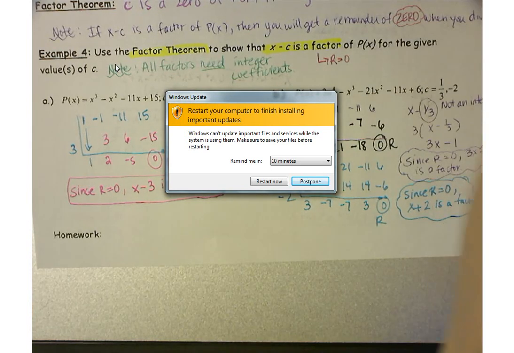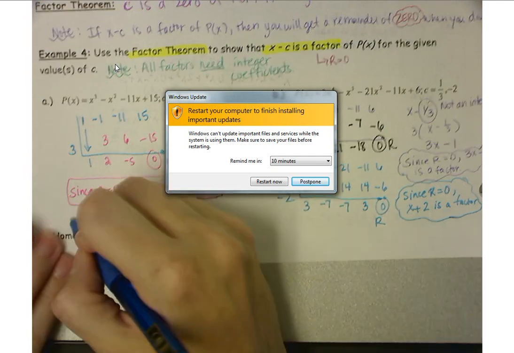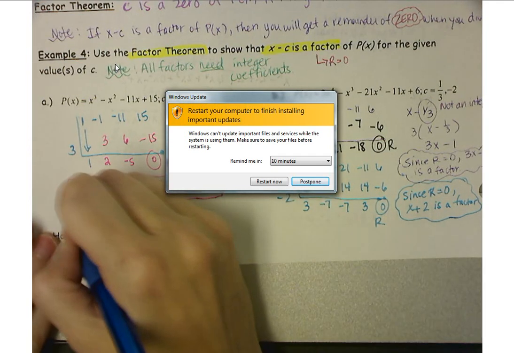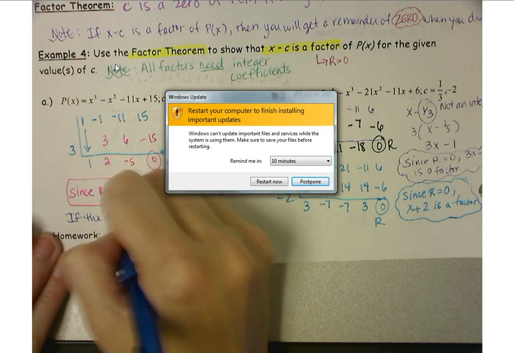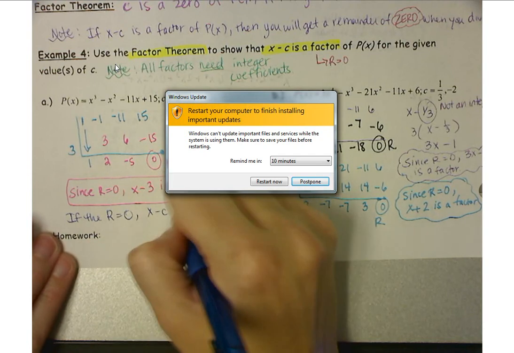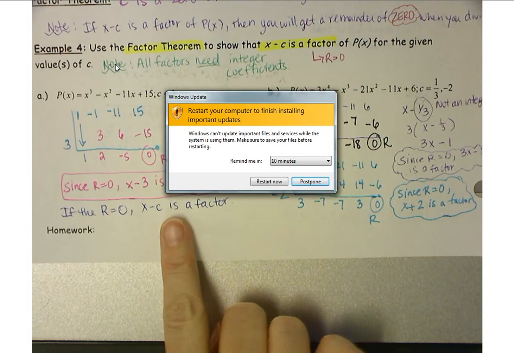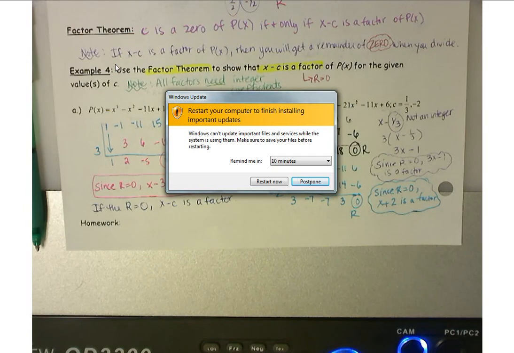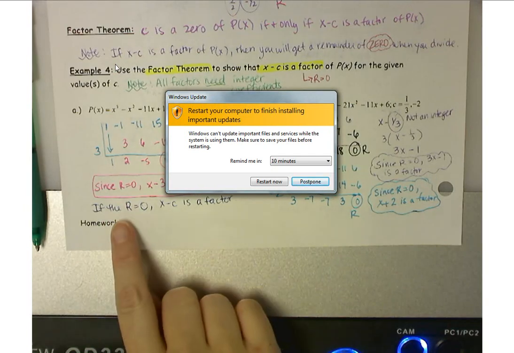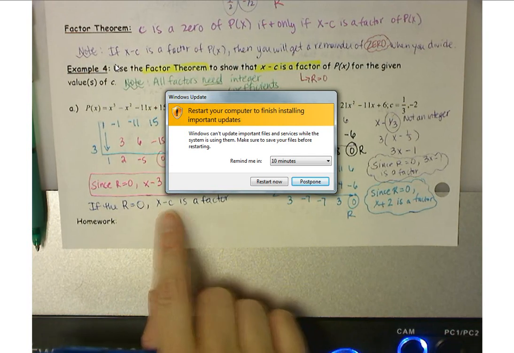Okay, so in general terms, if the remainder is 0, x minus c is a factor. Okay, and you can just use that as your template, right? If the remainder equals 0, your x minus c is going to be a factor.